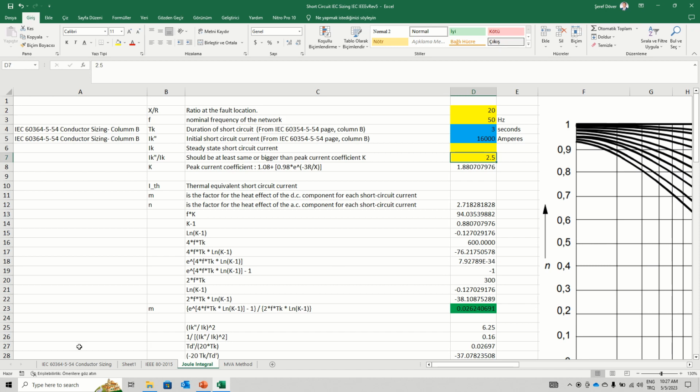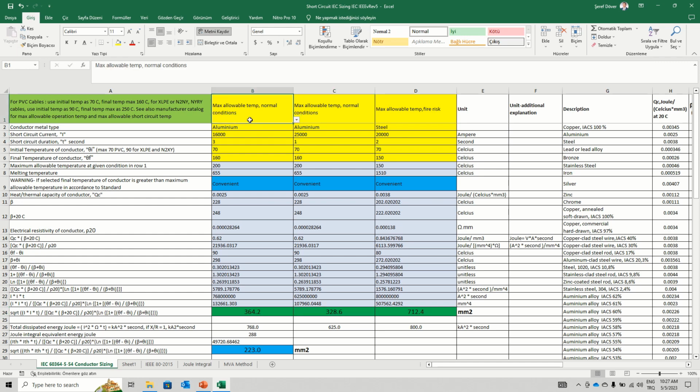Firstly, I want you to come to the conductor sizing page again. We are working in the first row, row number B, because this Joule integral is working only in row number B. I didn't put it in row number C and D. Everything is the same: aluminium, 16 kiloamp, 3 seconds. Initial temperature is 70. Final temperature is 160.